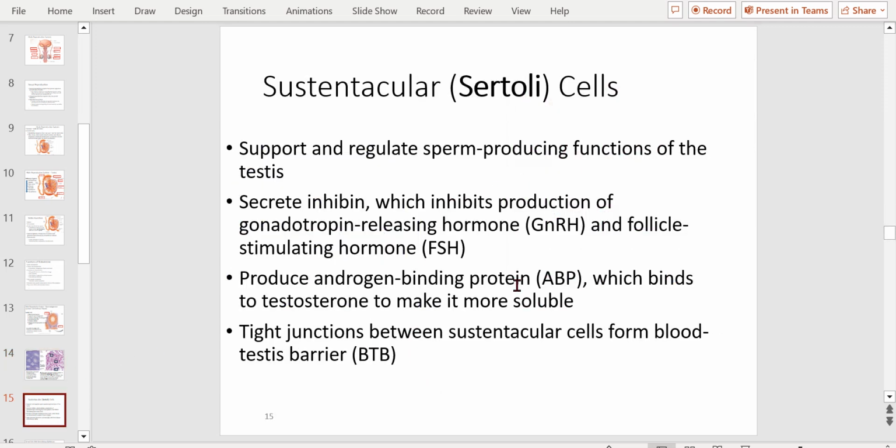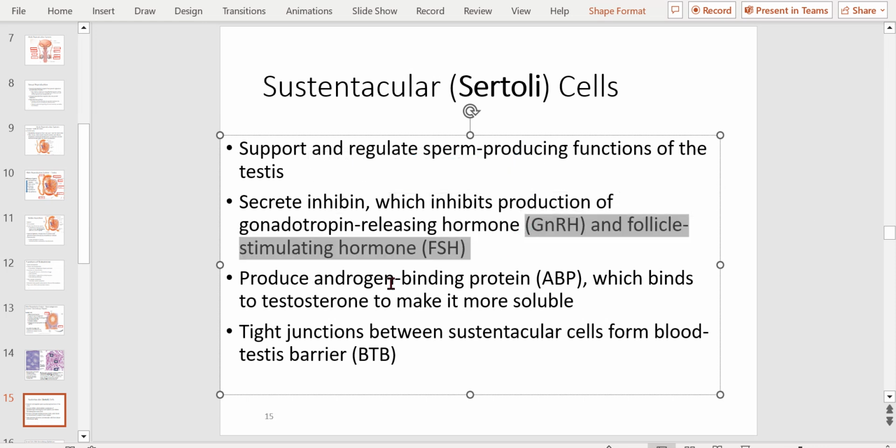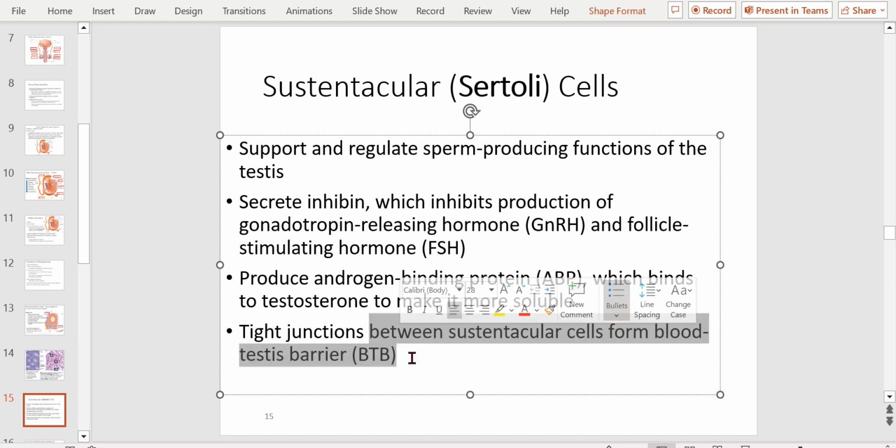Sustentacular Sertoli cells support and regulate sperm production and function of the testes. They secrete inhibin, which inhibits production of gonadotropin releasing hormone and follicle stimulating hormone. So this one here turns these two guys off. I have a good little slide that shows you all the negative feedback that goes on. They produce androgen binding proteins which bind to testosterone to make it more soluble. And there's your blood testis barrier.